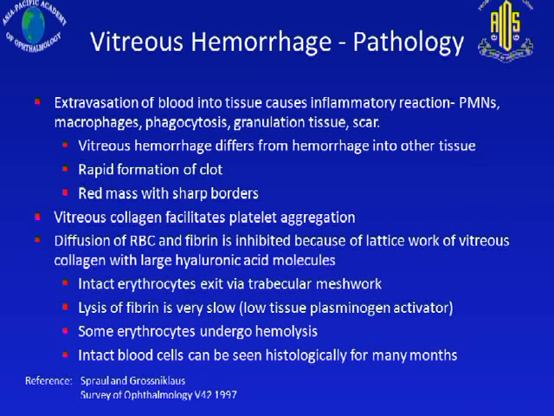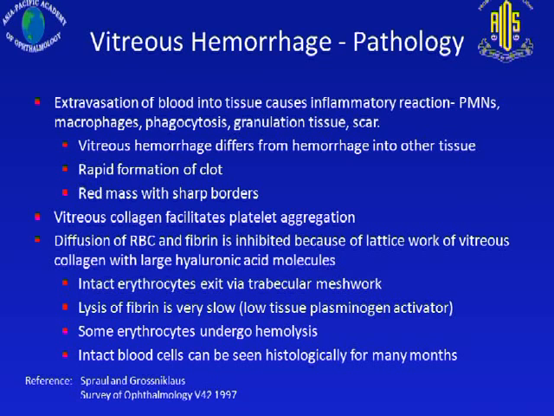What is the pathology of a vitreous hemorrhage? Well, as I mentioned, it's an extravasation of blood into the vitreous cavity. How does it differ from a hemorrhage in another tissue? Well, a normal hemorrhagic response would be a pigmented response followed by macrophages, phagocytosis, granulation tissue, and the formation of scar. Vitreous hemorrhage differs from such a hemorrhage.